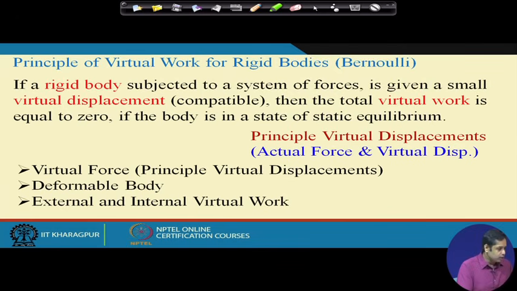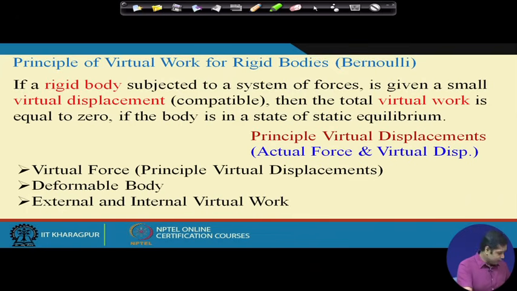In the last two lectures, we discussed the principle of virtual work for rigid bodies, which is essentially the principle of virtual displacements. Then we also discussed that we need to go beyond this principle to analyze the kind of structures that are deformable bodies. We need to understand what a virtual force is, and what external and internal virtual work are, and that is what we are going to do today.